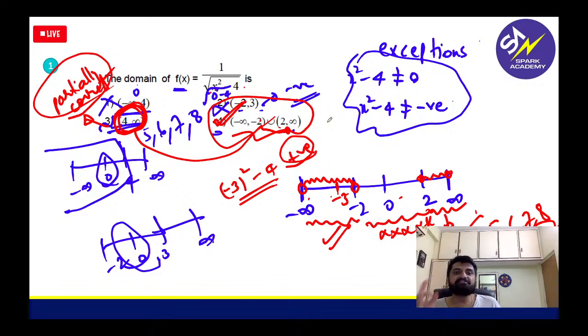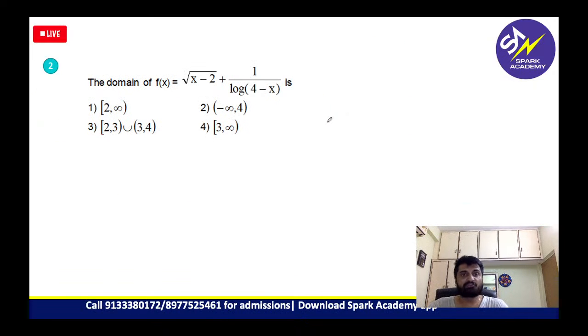Right? So this is how you find out domain of a function, either using the methods which we discussed or using the standard table. Using both, you will get the fourth option as the answer. I hope it's clear to everyone. So I'm moving on to the second question, guys.